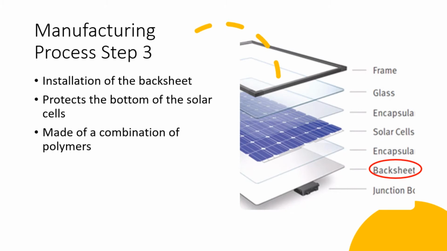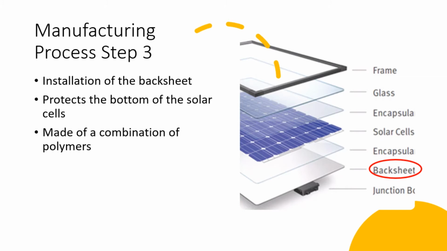Going over step 3 of the manufacturing process, we're going to go over the installation of the backsheet. This protects the bottom of the solar cells and is made of a combination of polymers. Backsheets are important and help prevent accelerated system degradation, unwanted maintenance, and part replacements.